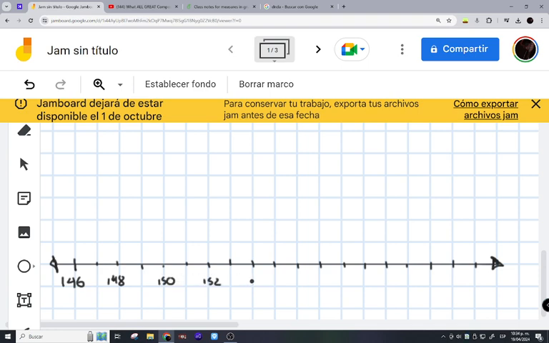152 here, 154, 156, 158, 160, 162, which is our maximum value for both sets, and 164. It's not necessary to go over there, but since I had already the axis, like the scale, elongated enough, it's also okay.